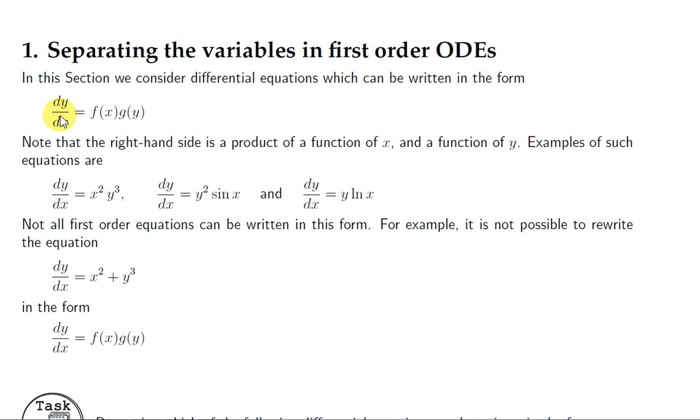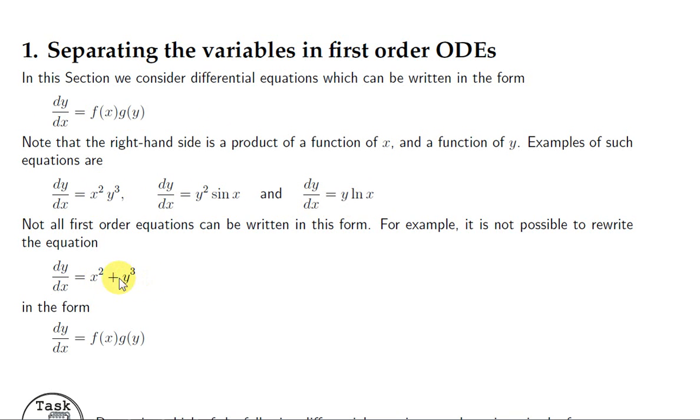Here we will consider a first order differential equation of this general form. So the right hand side is some function of x times some function of y. Examples of differential equations of this form are dy/dx equals x squared y cubed, dy/dx equals y squared sine of x, and dy/dx equals y times ln of x. So we have some function of x times some function of y on the right hand side.